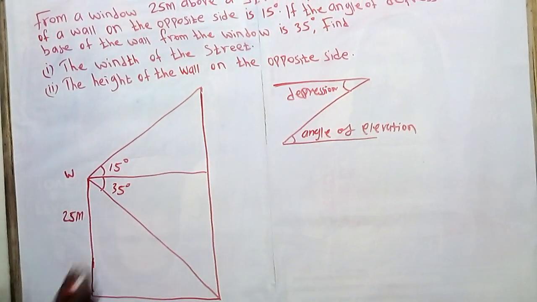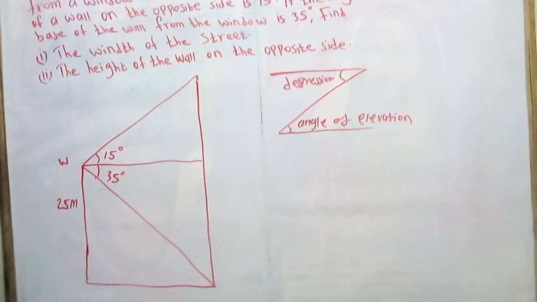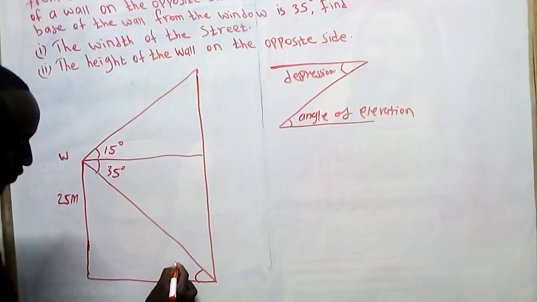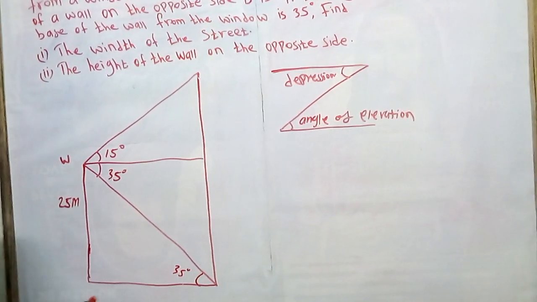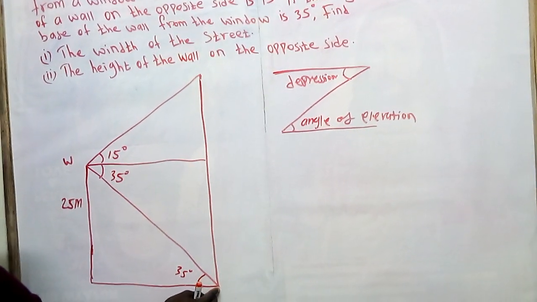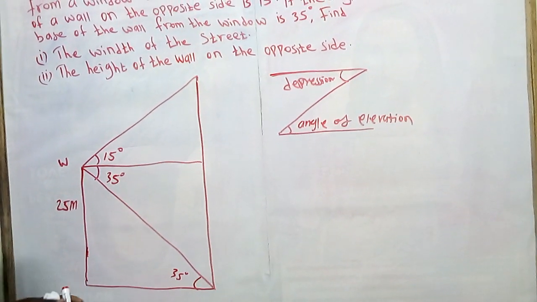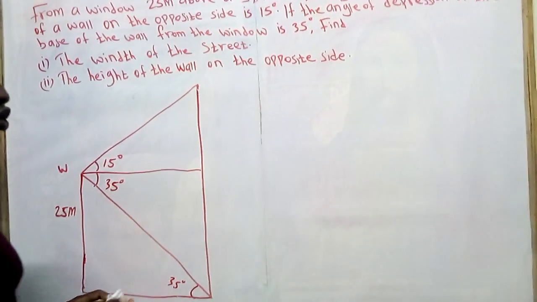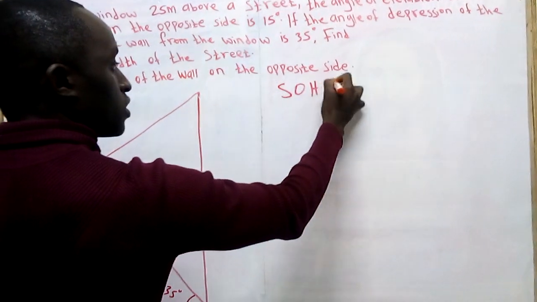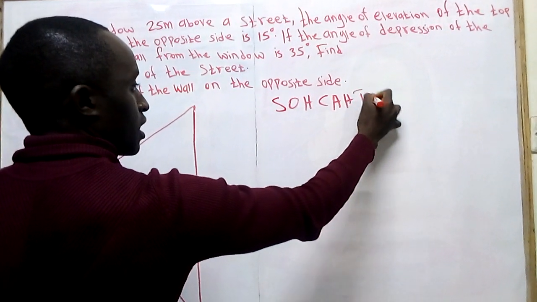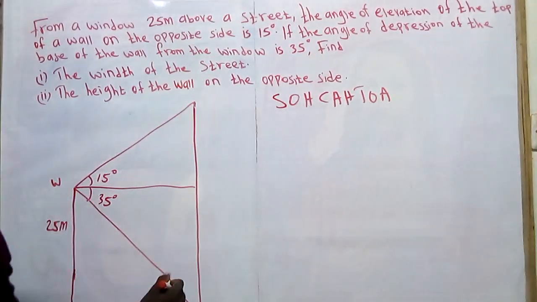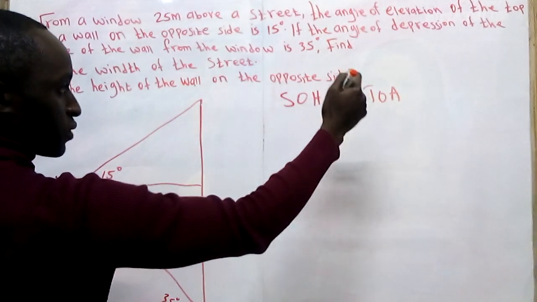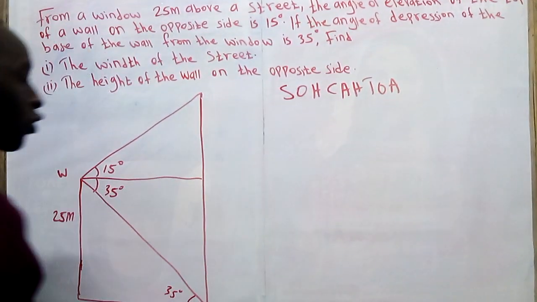We find this height. For me to find the width here, since the angle of depression is equal to the angle of elevation, which is 35 degrees also here, I'm able to find the length of the width. I'm going to use tangent theta, and in this we have to use SOHCAHTOA, whereby sine is equal to opposite over hypotenuse, cosine is equal to adjacent over hypotenuse, and tangent theta is equal to opposite over adjacent.